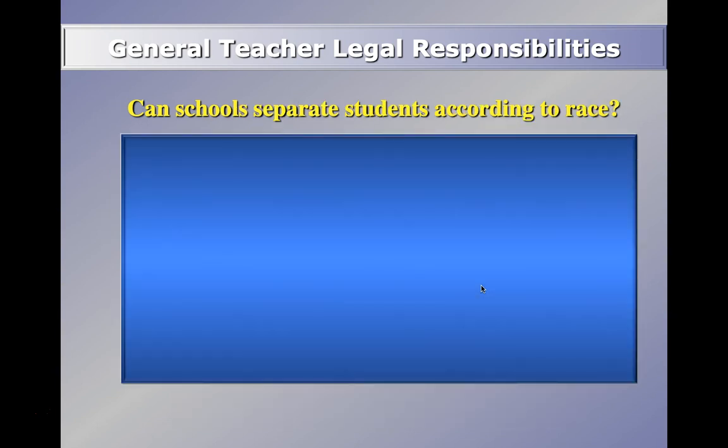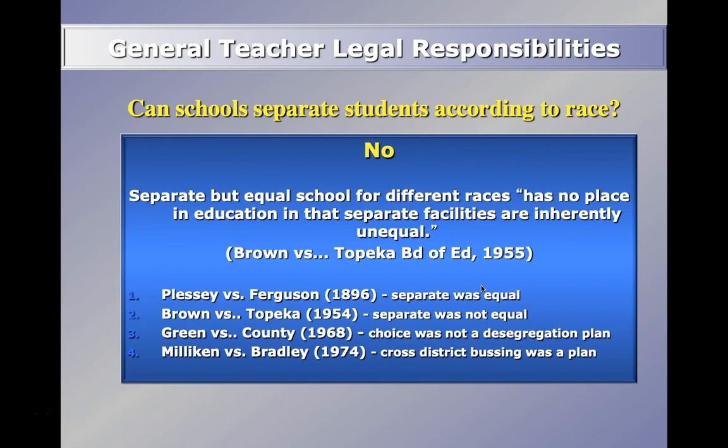And can schools separate students according to race, put them in separate classes? Well, the answer, of course, came out of Brown versus Board of Education of Topeka here in Kansas in 1954. And then other court cases define segregation in different ways too. But the answer is no, you cannot do that.